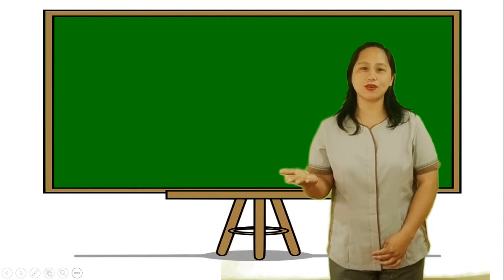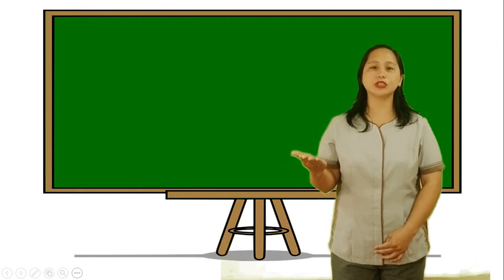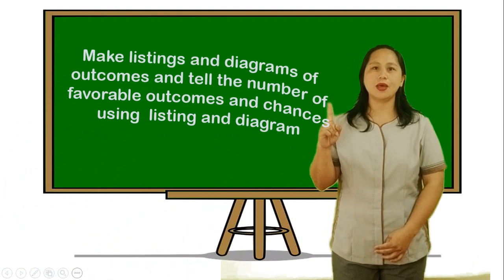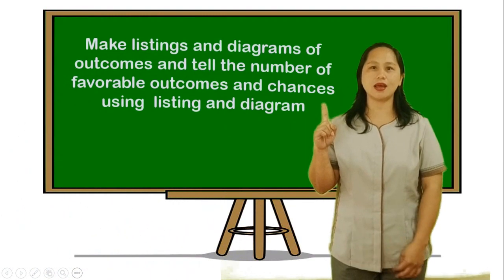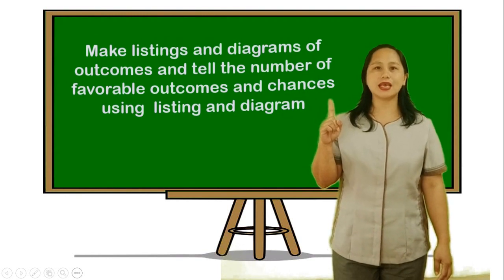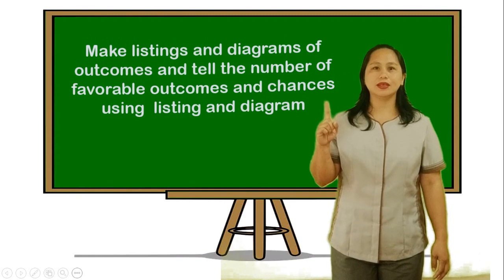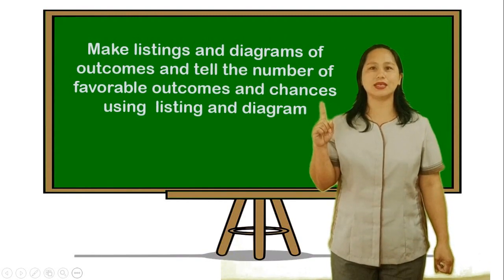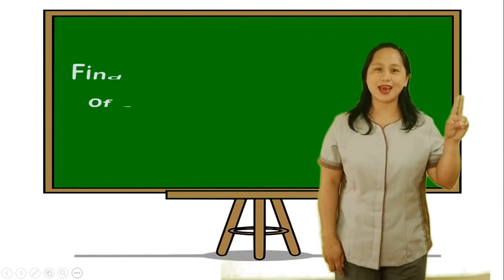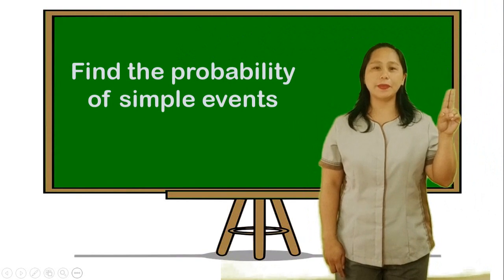After our lesson, you should be able to first make listings and diagrams of outcomes and tell the number of favorable outcomes and chances using listing and diagram. Second, find the probability of simple events.